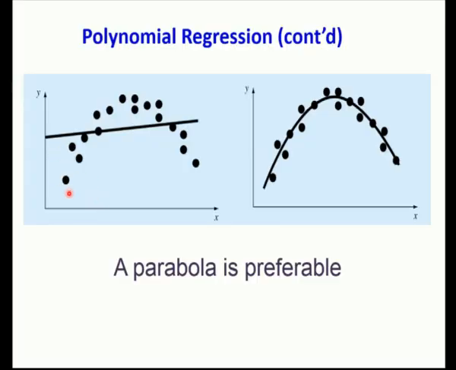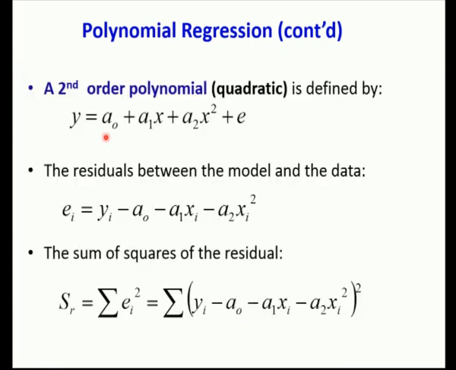See, look here, suppose the scattered data points are like this, like a bend type. If you try to fit any straight line in any manner, it will not represent the data, rather a parabola could be the right representation for this. So, a parabola is preferable. In that situation, we fit a curve of the following form: a constant term plus a linear term plus a quadratic term.